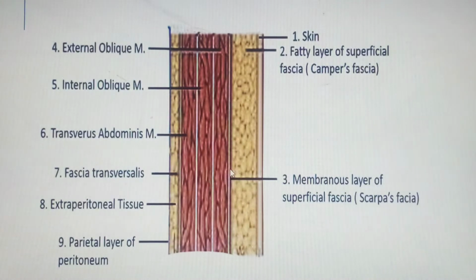And then below that we are going to have the trilaminar muscles. From outside to inside we are going to have the external oblique muscle, the internal oblique muscle, and then the transversus abdominis muscle. And then beyond that we are going to have what we call the transversalis fascia, being the endo-abdominal fascia.